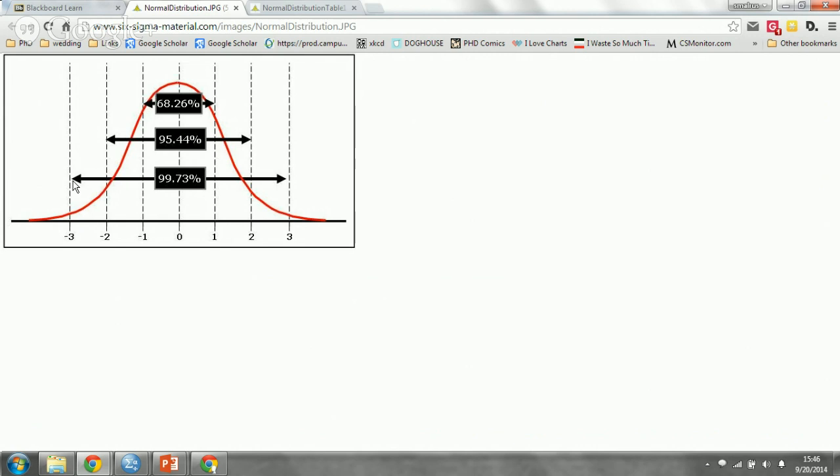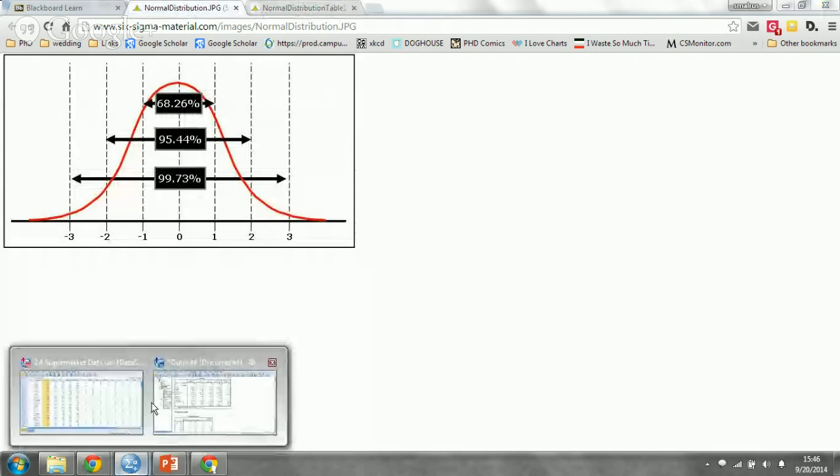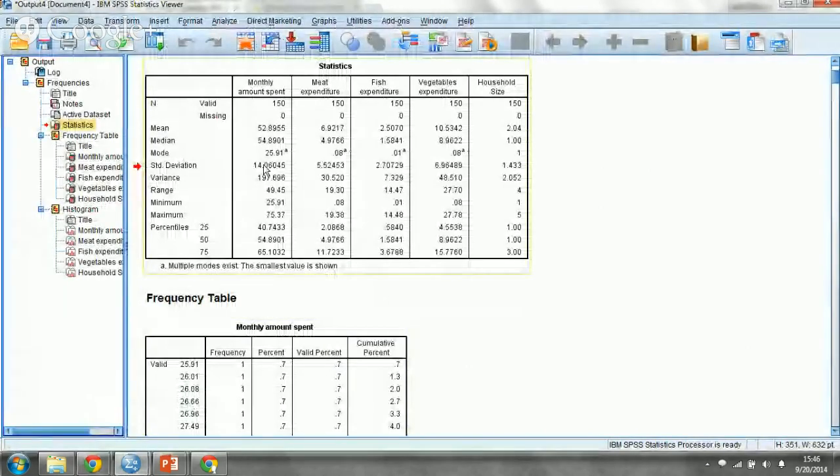That's great, but it almost tells us too much information about the data. It doesn't give us much meaning. So typically, when we talk about standard deviation, we're referring to one standard deviation from the mean, because that represents two-thirds of the population, and that's a substantial amount. All right, so let's go back to the SPSS output. So that one standard deviation was plus or minus $14.06.